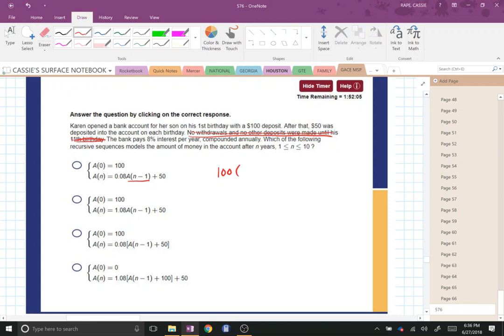So that first year, after his first birthday, he got 0.08 interest. But keep in mind, 100 times 0.08 means that year he earned $8. That's not the only amount in the account. The amount in the account is the original amount plus the interest that he earned, and we write that like this. Factor the 100 out, and that's 0.08 plus 1, or 100 times 1.08. So 100 times 1.08 is how you would write what he got after that first year.